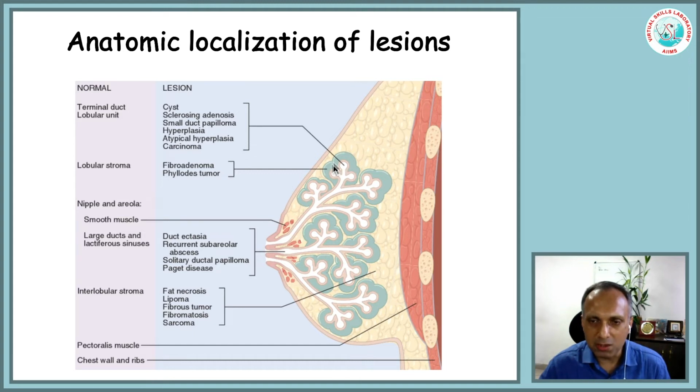The specialized stroma which surrounds the terminal duct lobular units gives rise to two very important stromal tumors of the breast known as fibroadenomas and phyllodes tumor. Whereas the terminal duct lobular units, like these ducts, give rise to the main lesions of the breast, which are the cysts of fibrocystic disease, sclerosing adenosis, the smaller duct papillomas, epithelial hyperplasias, atypical ductal hyperplasias, lobular hyperplasias, and carcinomas of the female or male breast. This kind of diagram helps you remember the various lesions and their origin within the breast.